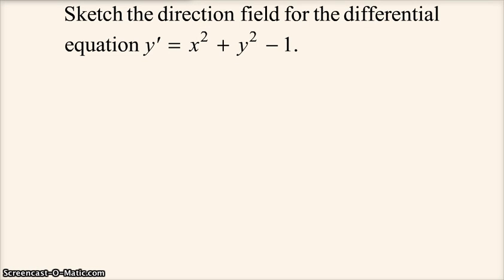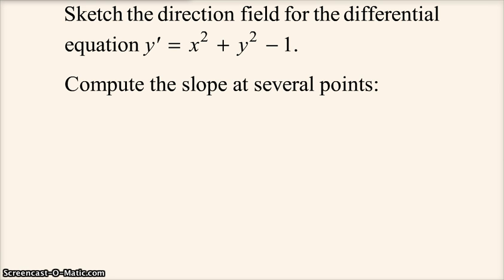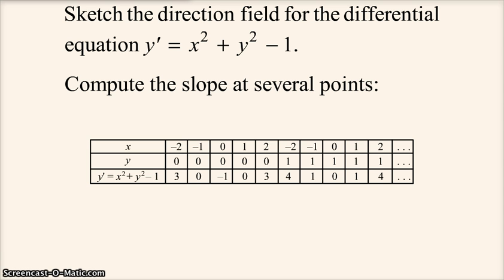Sketch the direction field for the differential equation y prime equals x squared plus y squared minus 1. Alright, we'll need to compute the slope at several points. And to do so, we're going to have to substitute in various values of x's and y's. This is a lot like what we did when we first learned how to sketch a line.